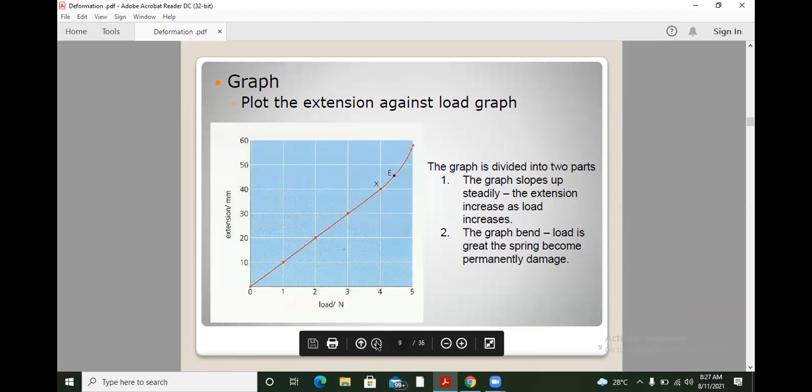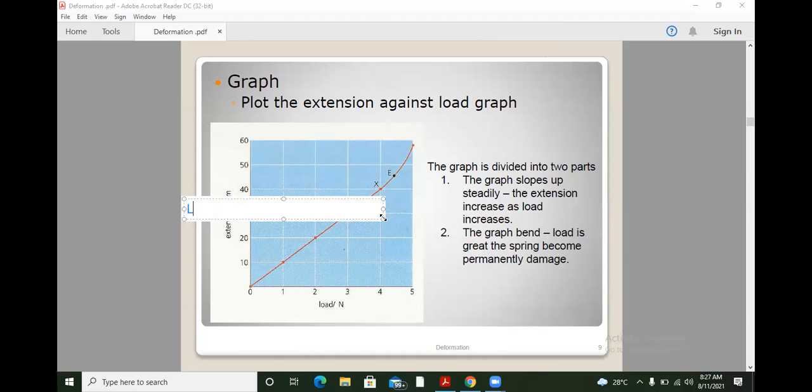So here is a graph. You can see this graph is plotted against extension and load. Load means the mass we are adding, and extension is the change in length of the spring. So extension is denoting the length L, and load is denoting the force that you are adding, force or weight.